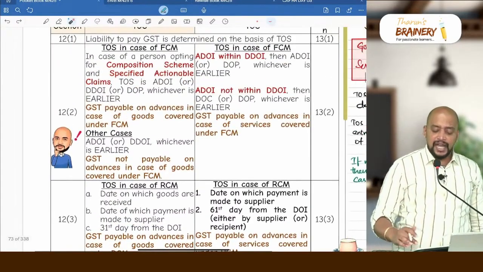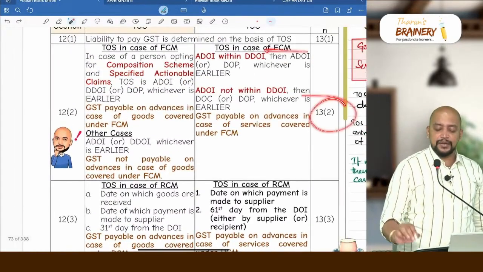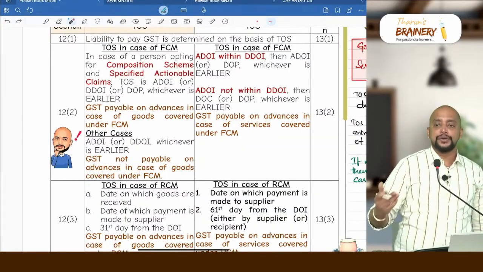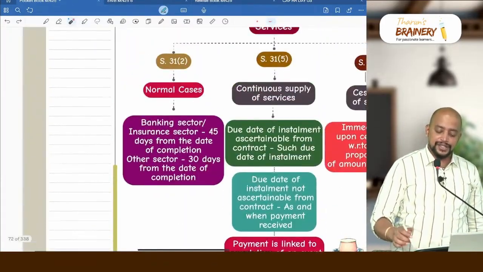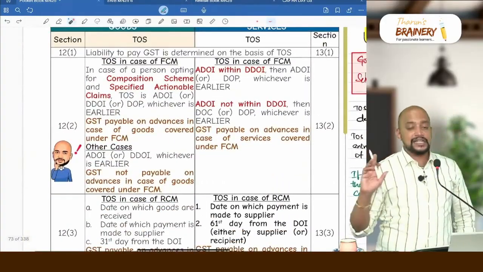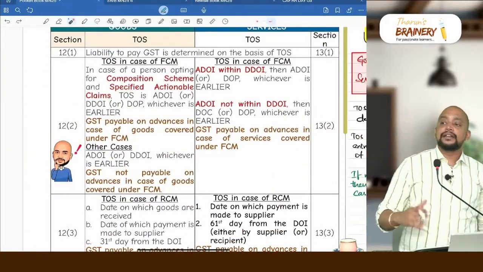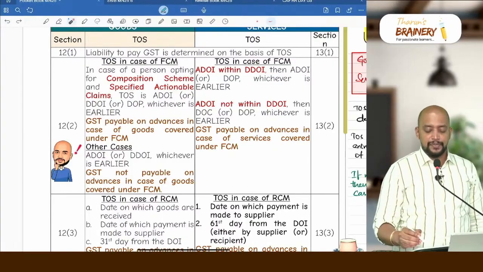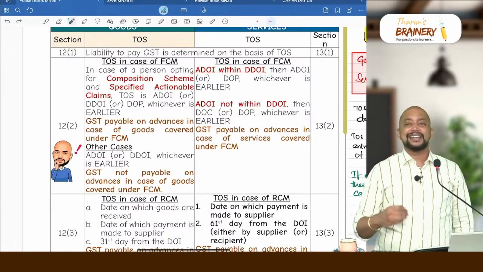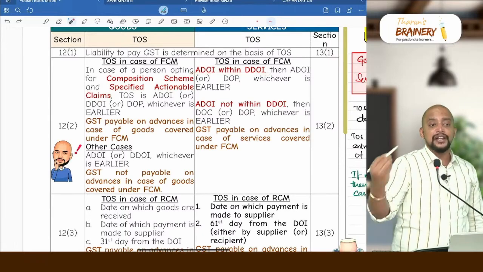Then next we have services under FCM, that is section 13 subsection 2. Check whether the invoice is given within the due date. What is the due date? Just now we discussed 30 days, 45 days, continuous supply, etc. If the invoice is given within the due date, then the actual date of invoice or date of payment, whichever is earlier. So ADOI within DDOI, that is, the actual date of invoice is given within the due date.